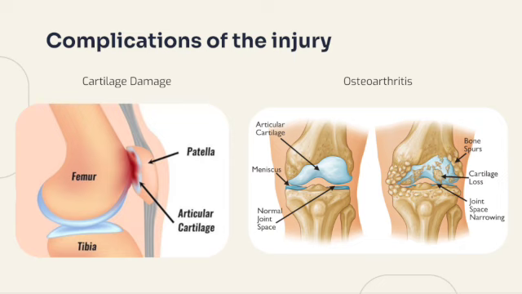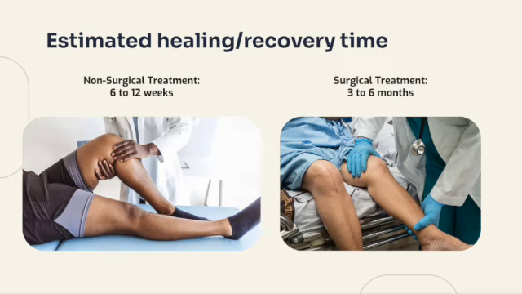The estimated healing and recovery time varies from person to person and highly depends on the severity of the injury. For non-surgical treatment, the healing time is about 6 to 12 weeks. Most people recover in this time frame with rest, physical therapy, and gradual return to activity. If the injury requires surgical treatment, then the average healing time will be about 3 to 6 months. If the surgery is needed due to severe damage or recurrent dislocations, recovery will take longer with an extended period of rehabilitation.